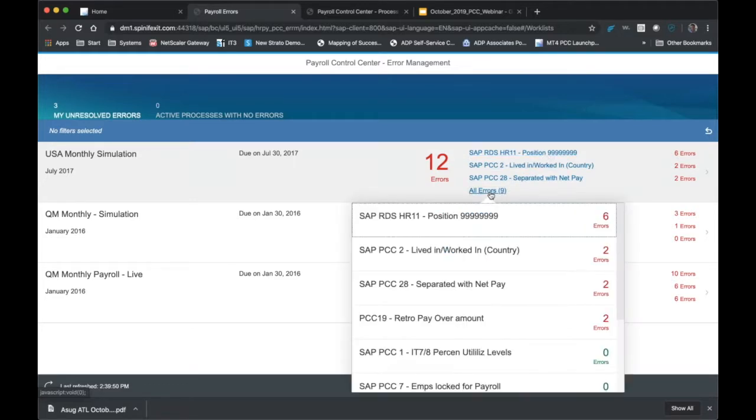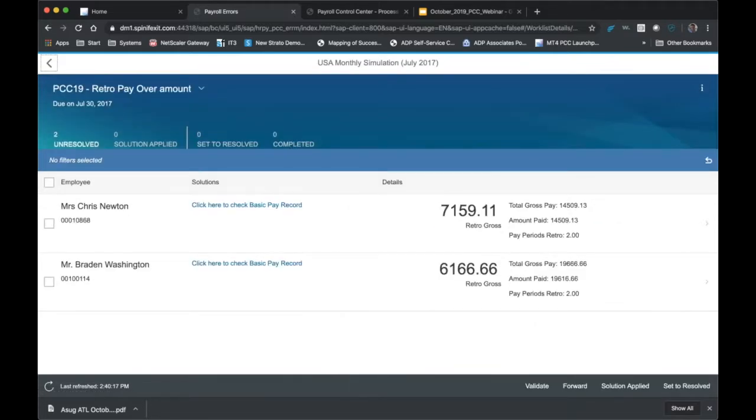But the one we're going to look at today is this, retro pay over amount. There are two people in this policy, or alert, if you would. So we got Chris and we got Braden. So I think the threshold we set to this was find me people with retro pay that was over $1,000, right? So this guy had $6,000 in retro gross, and we see some things about it. And this is kind of where PCC, standard PCC stops, right?